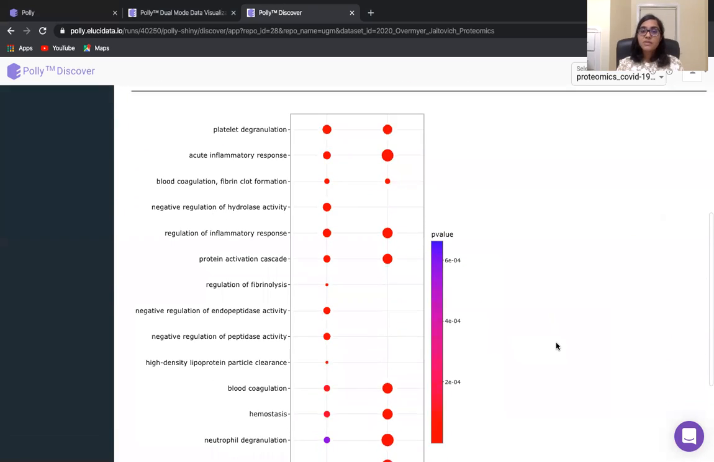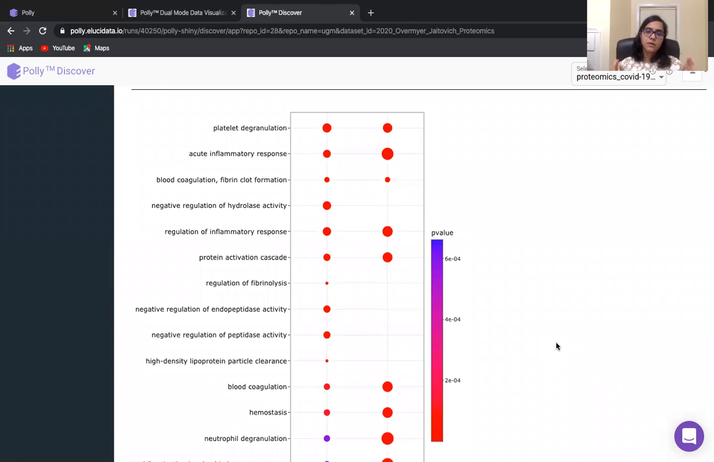When I run this analysis, straight away, literally within a few minutes of me opening this data set, I can see that platelet degranulation is dysregulated. I can see acute inflammatory response, which is to be expected for any viral infection. I can see blood coagulation as significantly dysregulated. Again, several studies as well as clinical observations have identified increased clot formation in patients with COVID-19, and we are seeing that in proteomics data here.